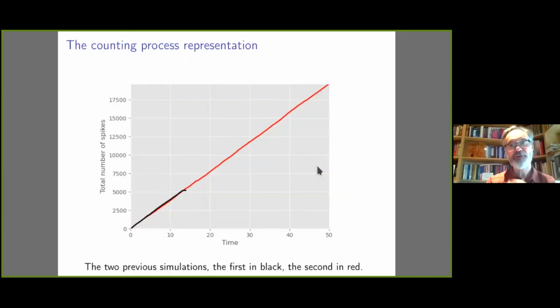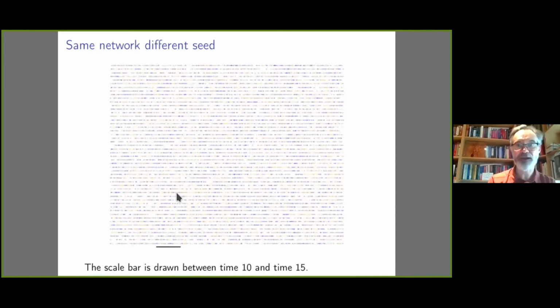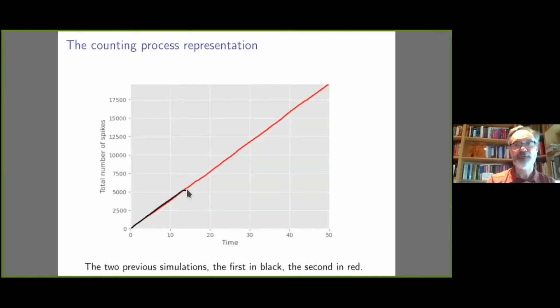The representation I will often use is the counting process associated to the whole network. That's a function that jumps by 1 unit every time one of the neurons of the network spikes. Okay, and the red trace corresponds to this simulation. The black one corresponds to that simulation. So it dies after 13 time units. Okay, so the key point is that before the first simulation dies, it behaves, as far as the overall activity of the network, exactly as the other simulation that will last for the time of the simulation.